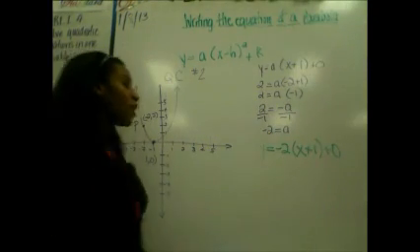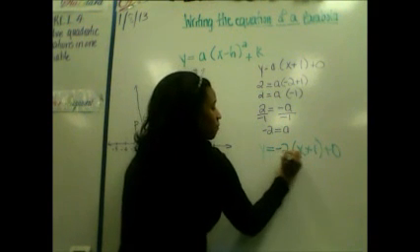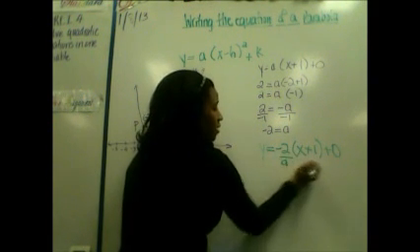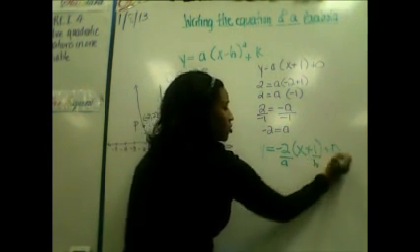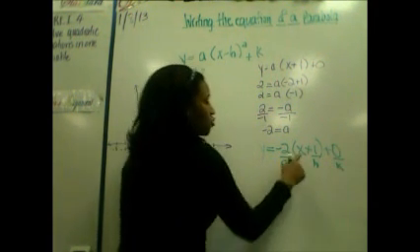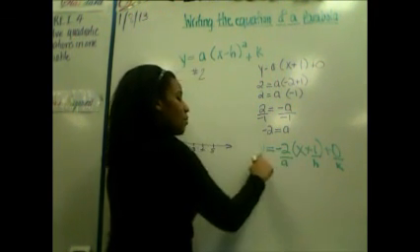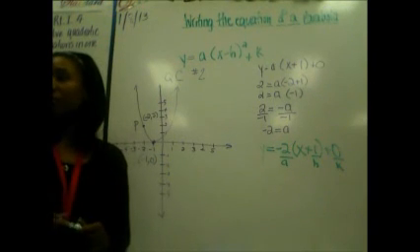Now you're going to rewrite in vertex form. This is a, this is h, and this is k. You do not use the numbers for x and y. You use the variables x and y.